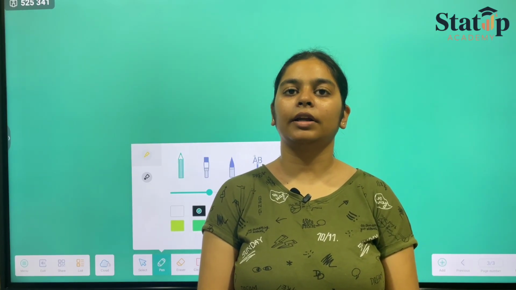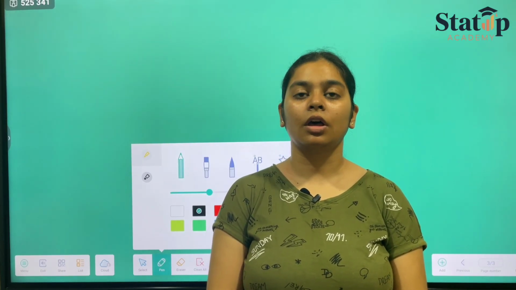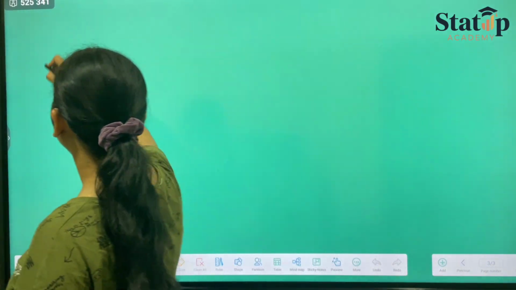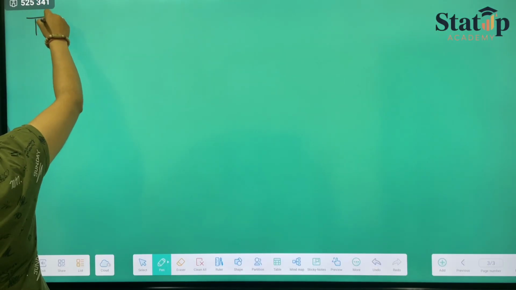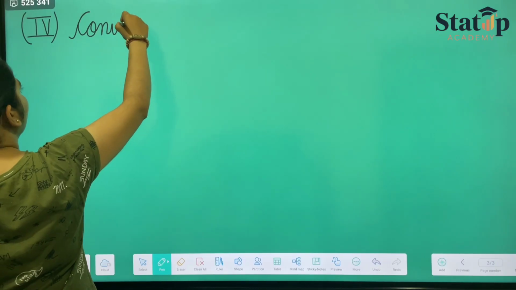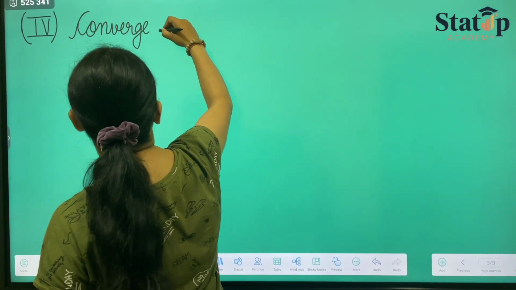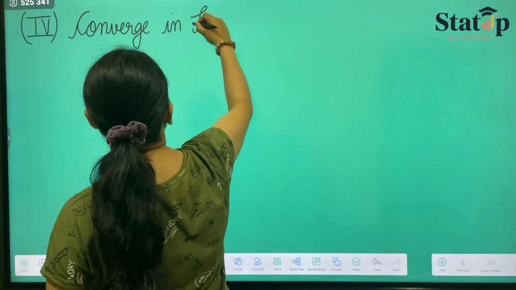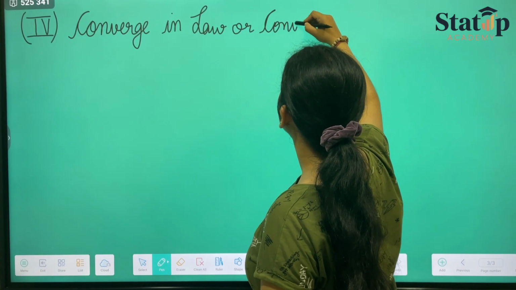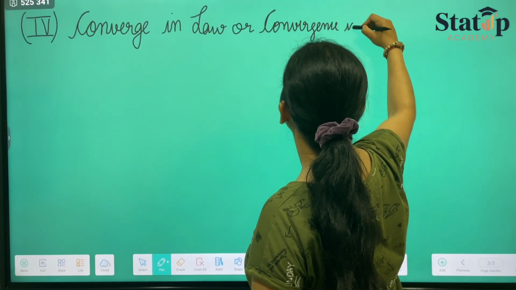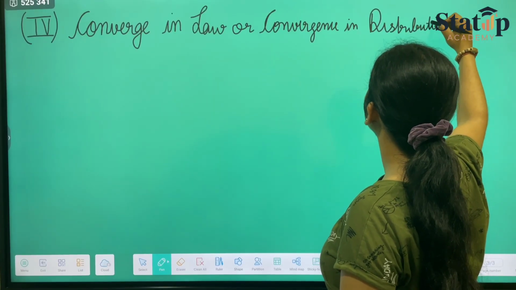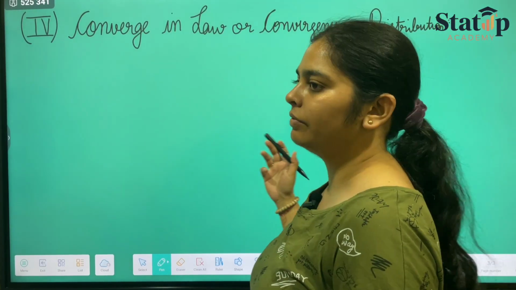In today's lecture, we'll be dealing with the fourth and the last mode of convergence, which will be convergence in law or distribution. So, let us talk about what is the fourth law of convergence. From the name itself, convergence in law, or this is also stated as convergence in distribution. Here we are talking about the cumulative distribution or the distribution function of a random variable X.